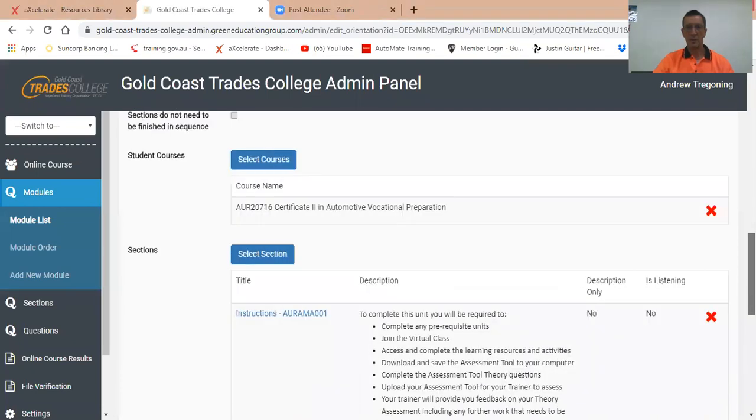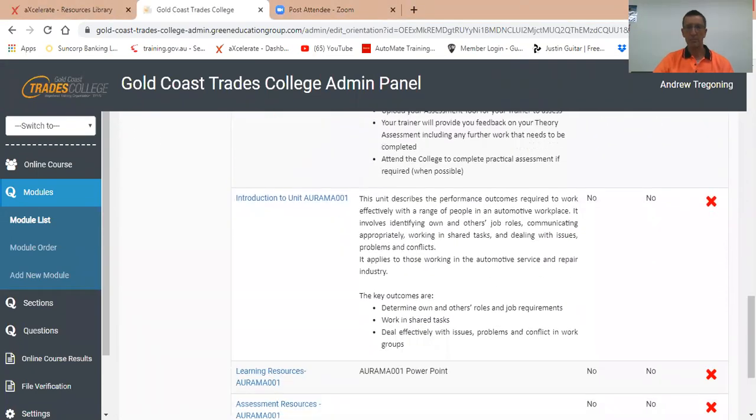The key outcomes, I should say, are working effectively with a range of people in an automotive workplace. It involves identifying your own and others' job roles, communicating appropriately, working in shared tasks, dealing with issues, problems and conflicts. It also applies to all of those working in the automotive repair and service sector.